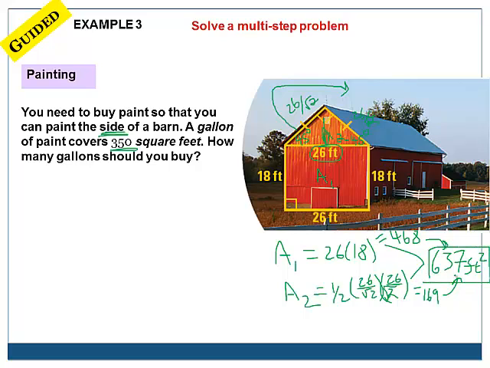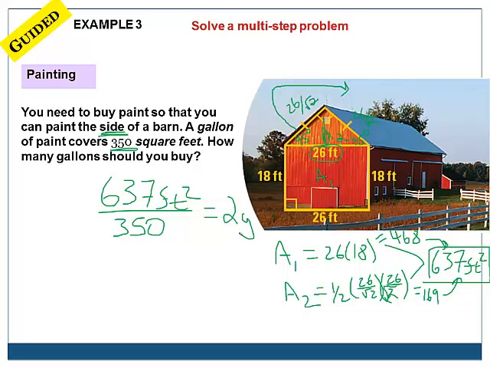So if we know the two areas add up to 637 feet squared, and a gallon of paint covers 350 feet, we would have to divide and find out that we have to round up if we're actually buying, so we'd have to buy 2 gallons of paint. Because again, you could buy half a gallon in terms of quarts, but we're not going to look at that. We actually would need 2 gallons.